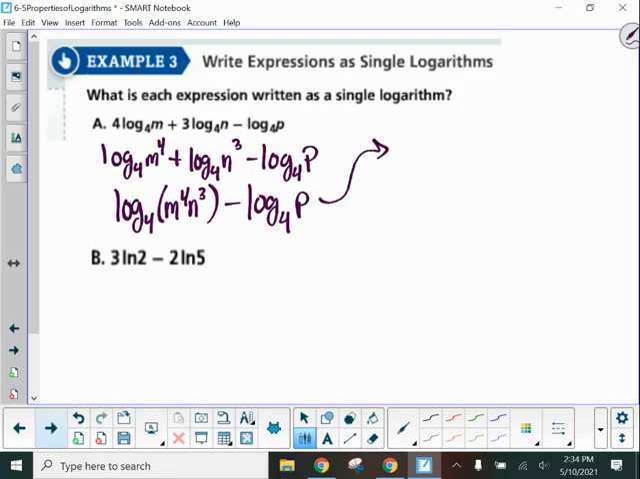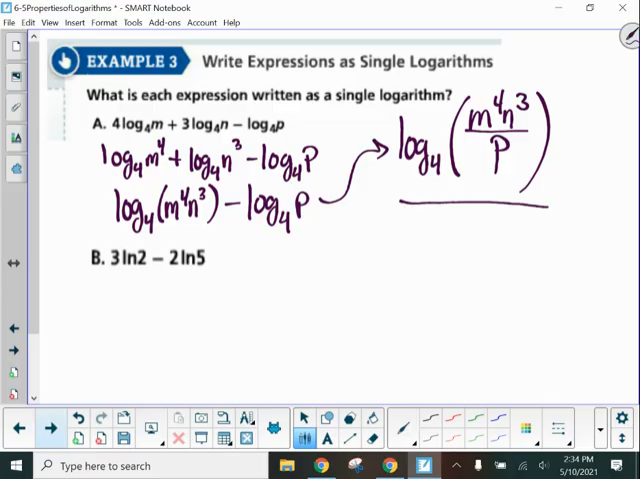And I'm going to rewrite this up here because I'm out of space going down. So this is going to be the log base 4 of m to the fourth, n to the third, and then p is going to be in the bottom of that quotient. And that will be your final answer there. Oh my goodness. Let's try that again. This is just all over the place today.